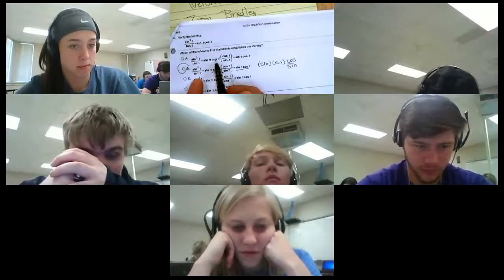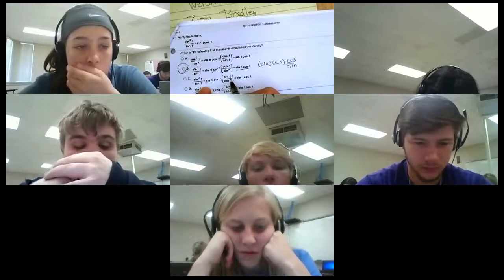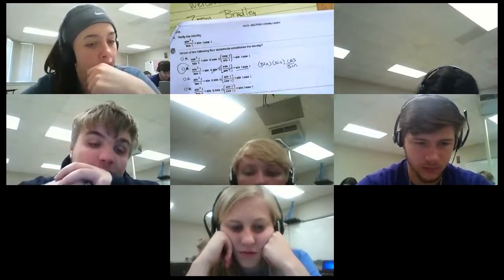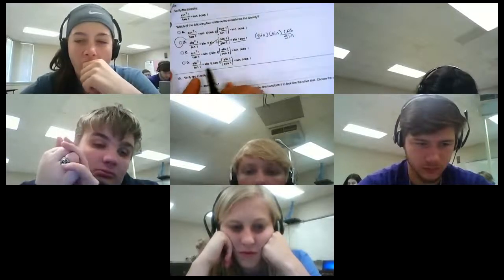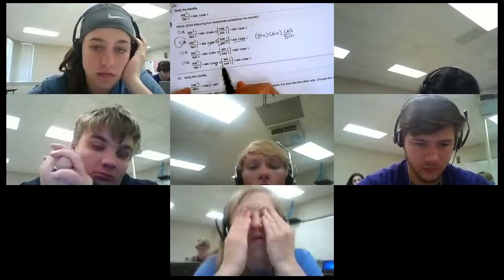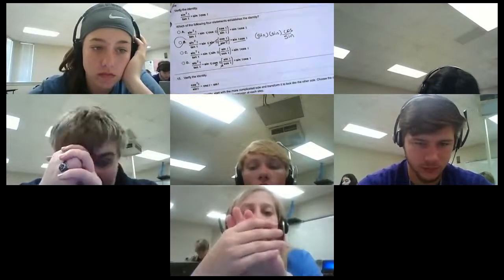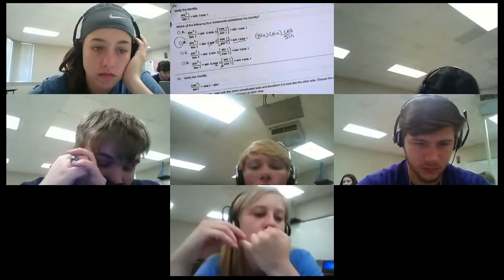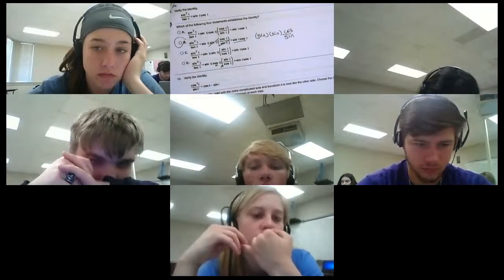The first one's wrong because they put sine times cosine when they should have had sine and sine. The second one's wrong because they put the tangent here, and with the tangent being on the bottom, this one should have been flipped. And the fourth one's wrong because they made two errors. That's wrong and that's wrong. Okay, questions so far? Let's look at 15.